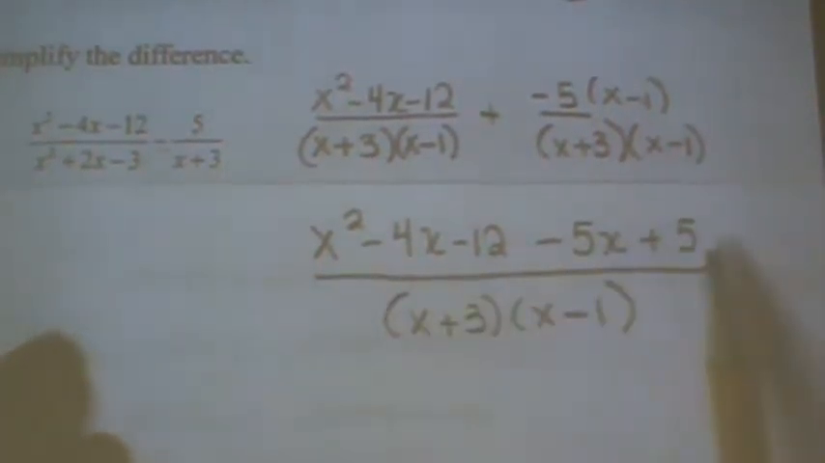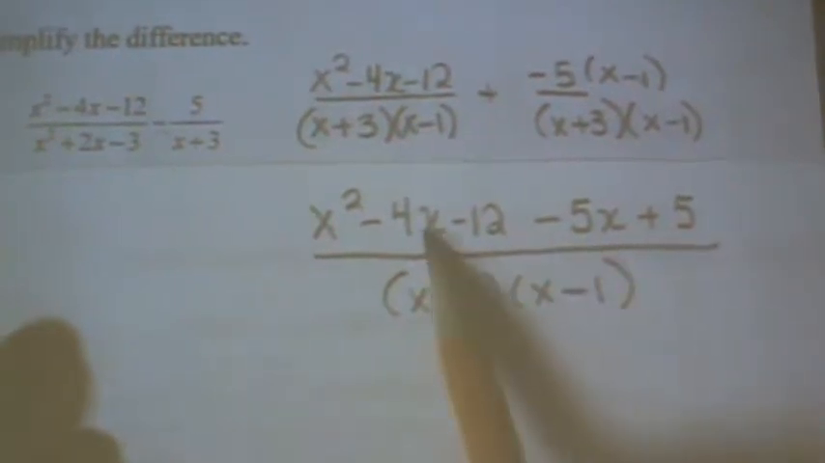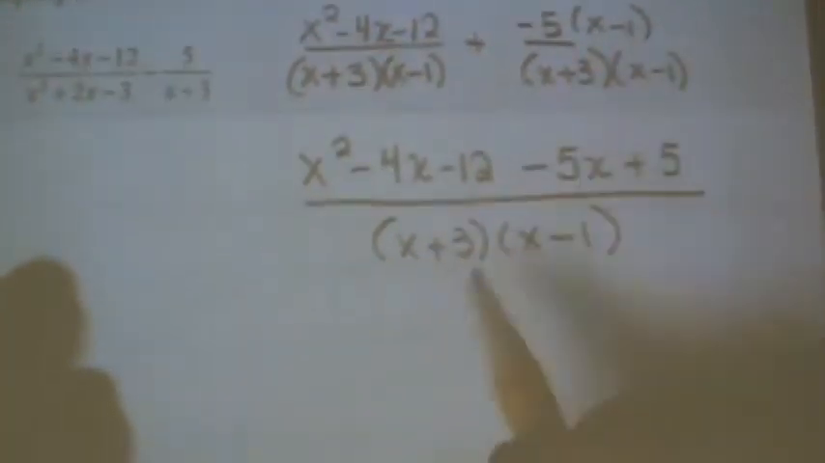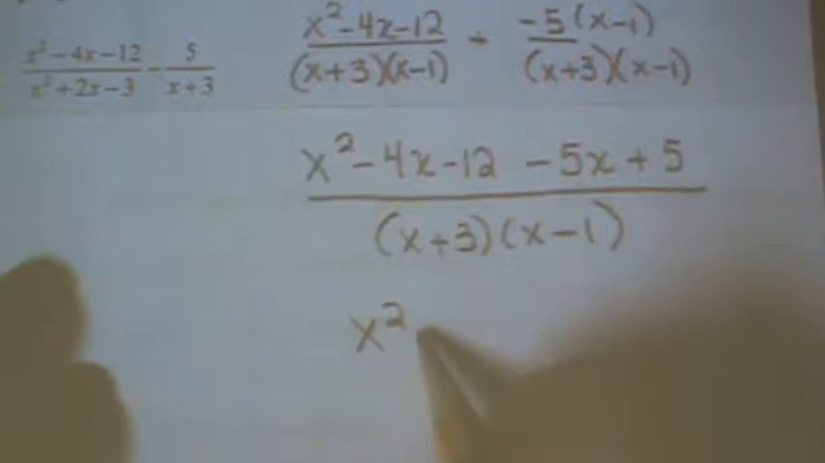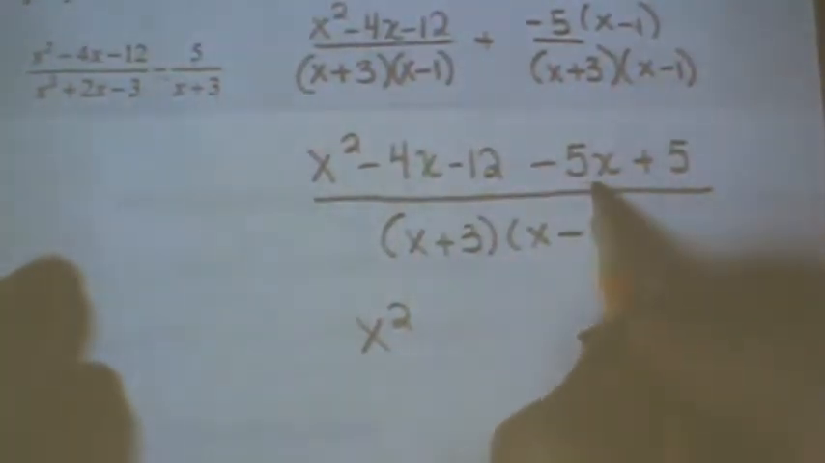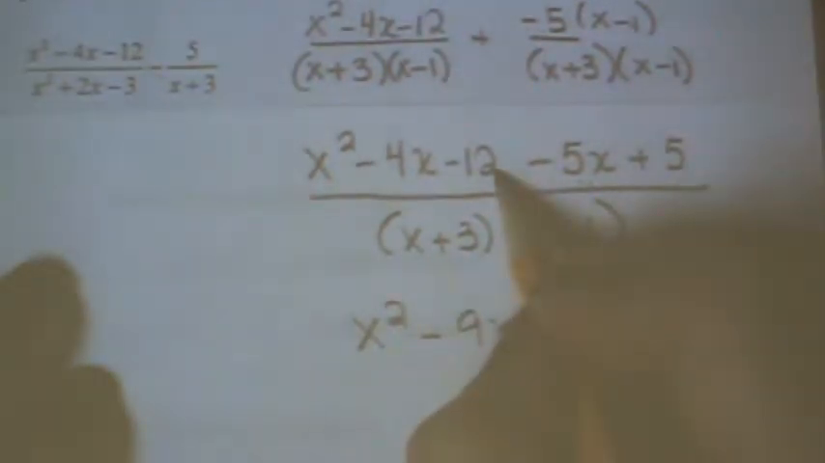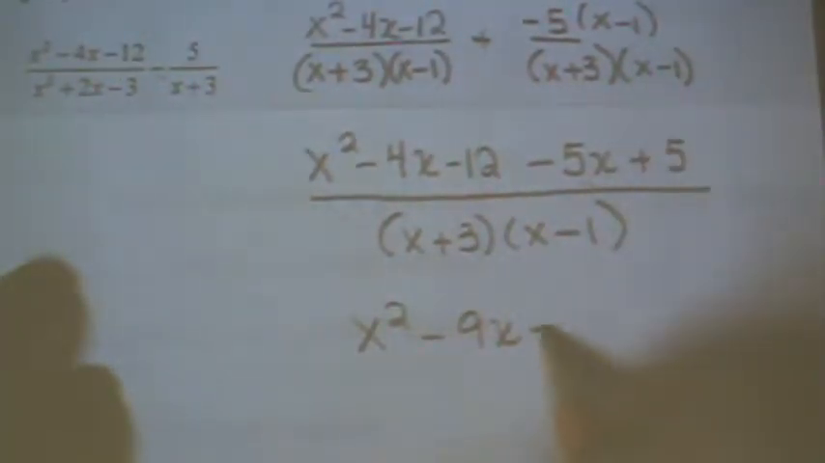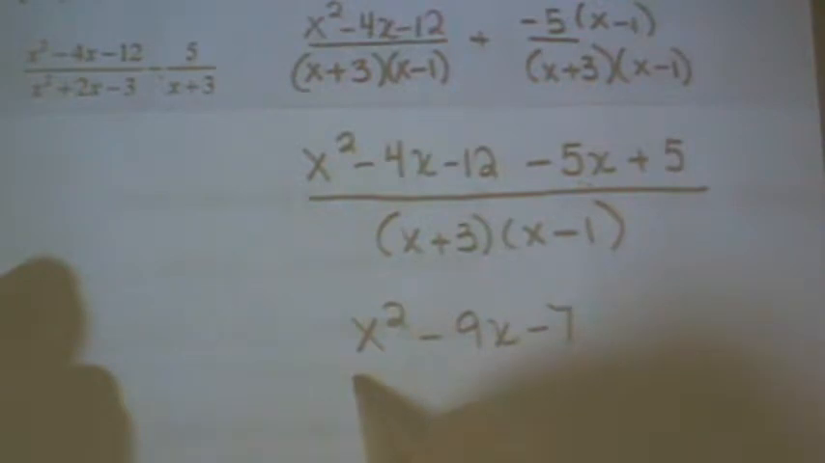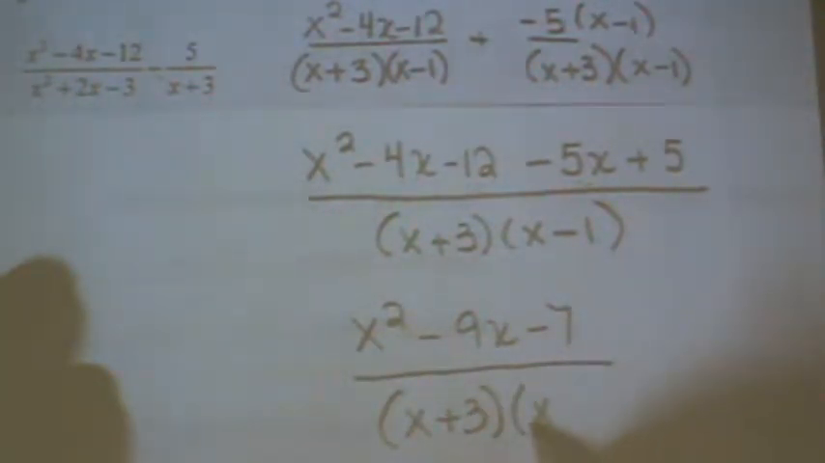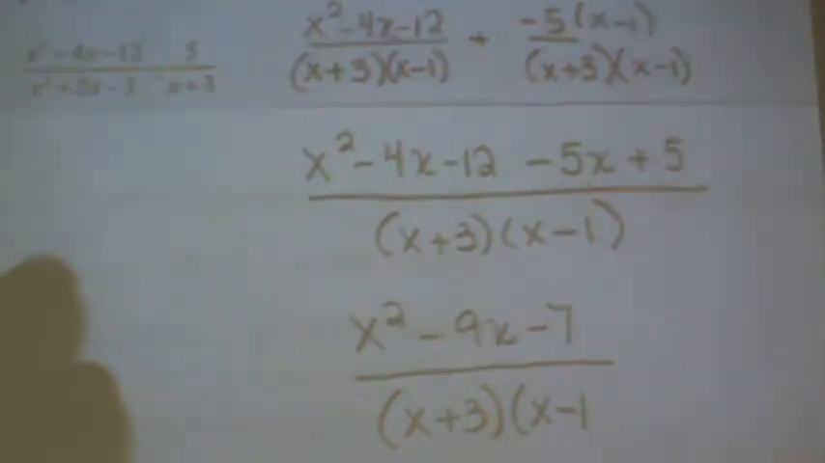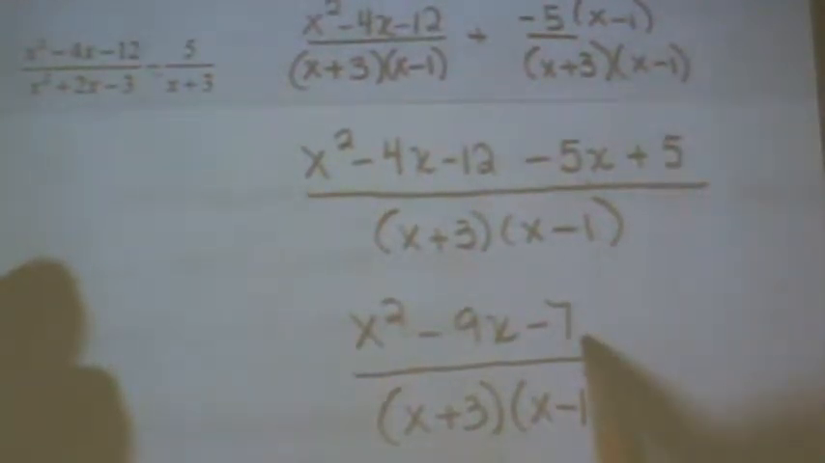Now clean this up. What is common? Well, these two are like terms. So I have x squared. Negative 4x minus 5x is negative 9x. Negative 12 plus 5 is negative 7. All over x plus 3 times x minus 1. Now, I can't factor that.